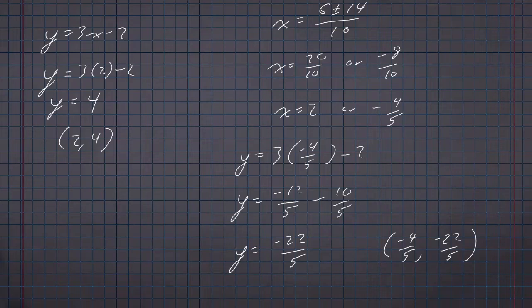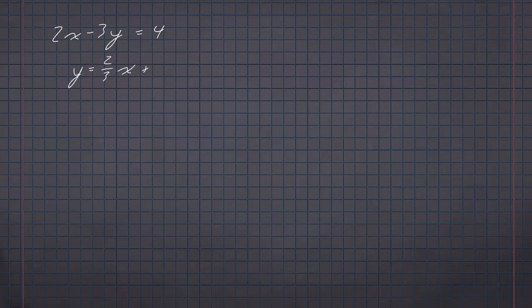Let's take a look at one more linear system before we move onward. How about the linear system 2x minus 3y equals 4, and y equals 2/3 x plus 3. Looks like a perfectly normal system of equations.